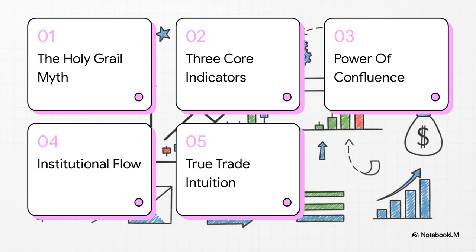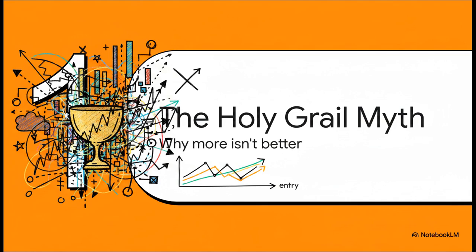Here's the agenda for this explainer. First, the Holy Grail myth. Second, 3 essential beginner indicators. Third, the power of confluence. Fourth, reading institutional order flow. And finally, building true trade intuition. Let's get into it. Starting off with Section 1, the Holy Grail myth, and exactly why more isn't better.